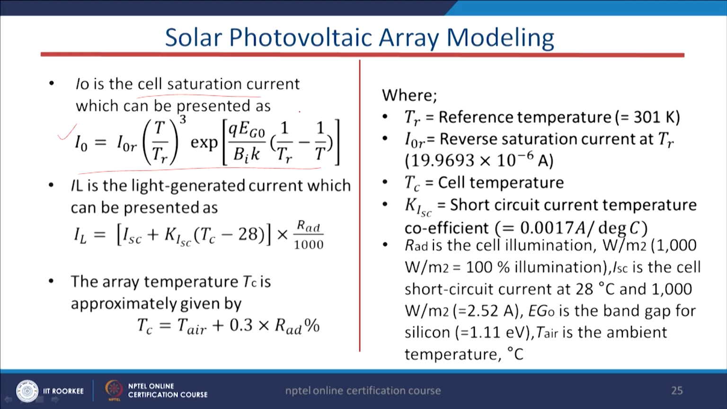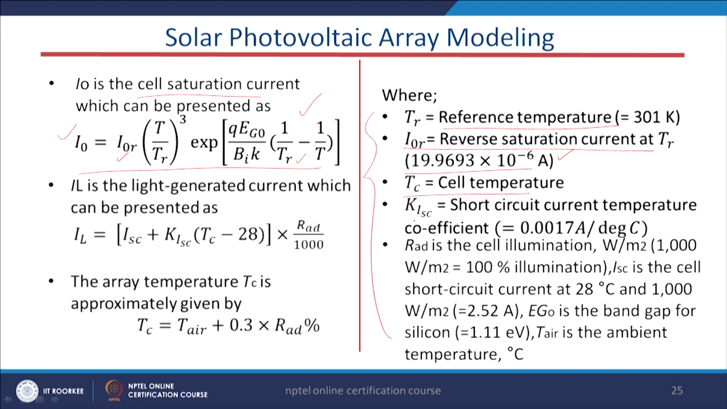Now, if you see, all these symbols written here are very easy. I can explain them one by one. This TR in this equation stands for the reference temperature, basically 301 Kelvin, and I0R is the reverse saturation current at TR. At that particular temperature, the value is 19.9693 into 10 to the power minus 6 ampere, and Tc is the cell temperature.